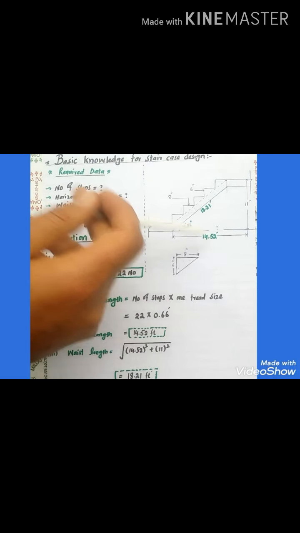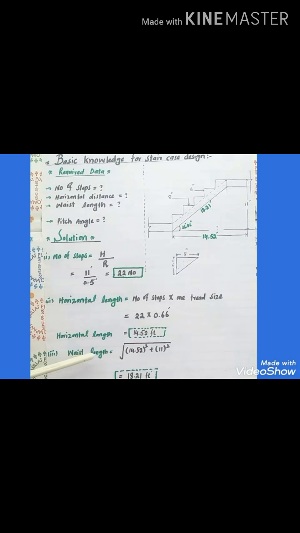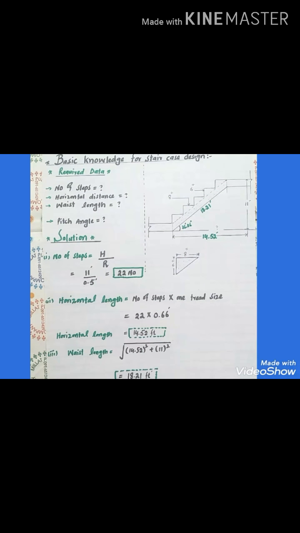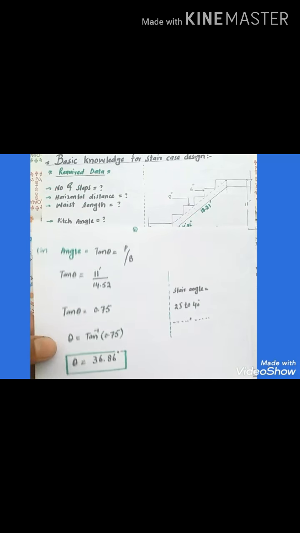This is the horizontal length. Now find the waist length. The waist length find by Pythagoras theorem. 14.52 square plus 11 square under root. Waist length is equal to 18.21 feet. This is waist length. Now turn to second page and find the angle.